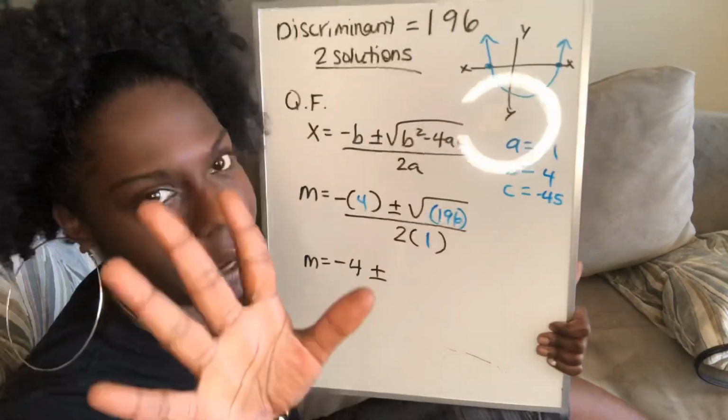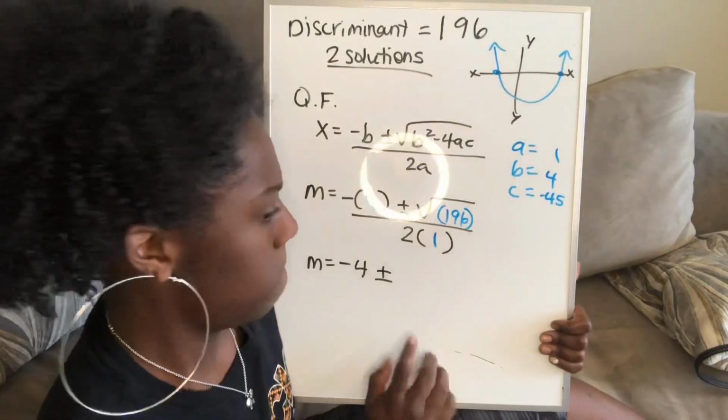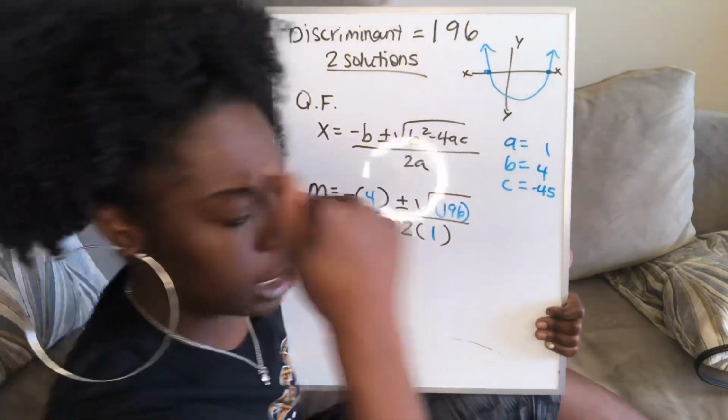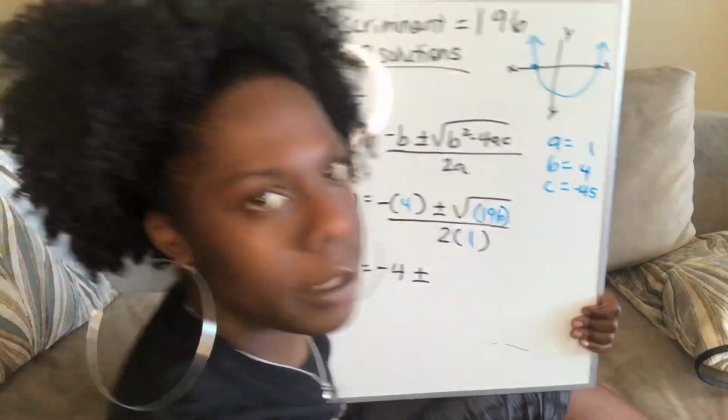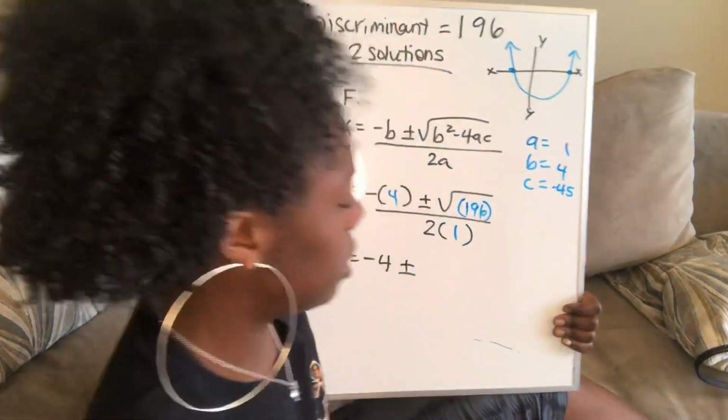I'm going to get Charlie and act like I'm doing the square root of 196. I know my perfect squares. My perfect squares just happen to be, there's Charlie. 14.